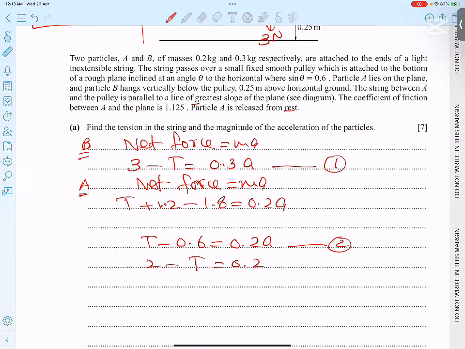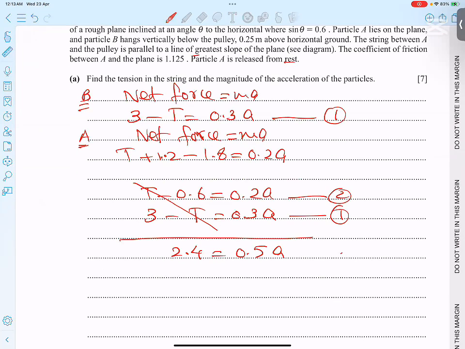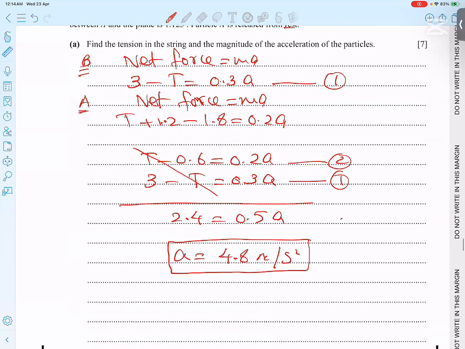Now I'm going to start. And what is the method to start? So students, this is 3 minus tension equal to 0.3A. Equation number 1 came from there. Tension cancels out. Out of 3, 0.6 gone, I got 2.4, and here 0.5. If I divide this down, 2.4 divided by 0.5, I'm getting 4.8 meter per second square as my answer for acceleration.